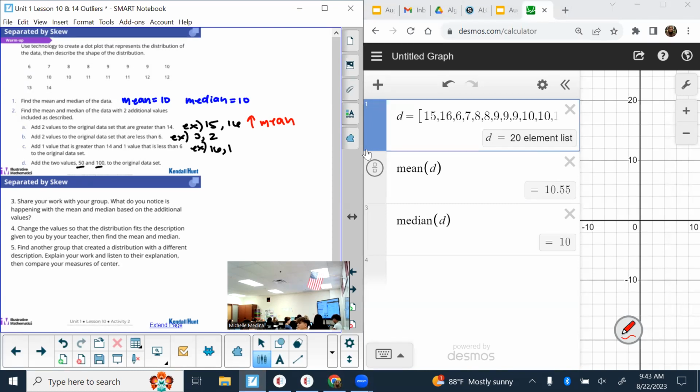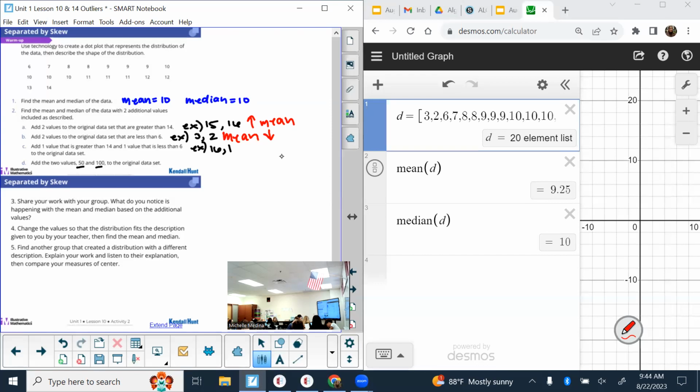Now, we're going to take out those 2 points again, and now we're going to put in smaller than 6. So we picked 3 and 2. Make sure you don't leave it as a 26. Make sure you put the comma. I should have 20 data points. What happened now? The mean decreased. Any change to the median? No change to the median.